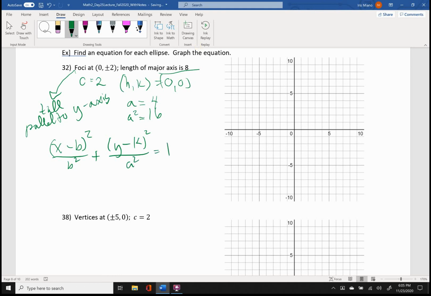Okay, and we have A and we have C, so we can use that to calculate B. We don't yet have that. So remember, B squared equals A squared minus C squared. So that means that we have 16 minus 4. So B squared therefore equals 12. So that'll be what we put underneath this right here.